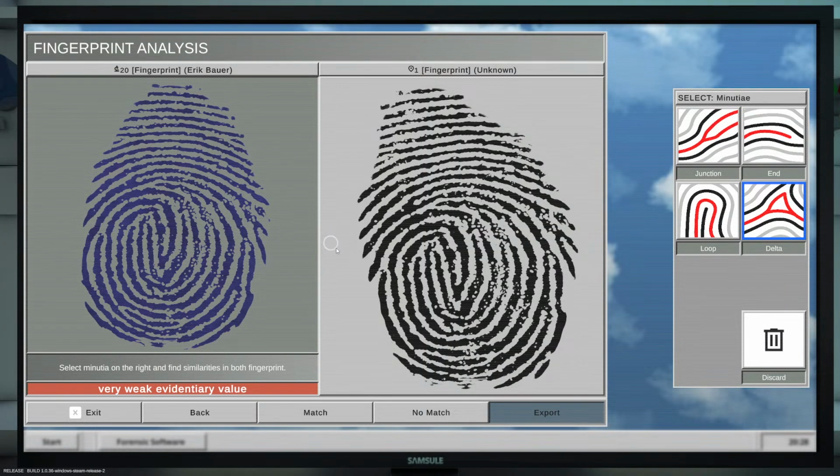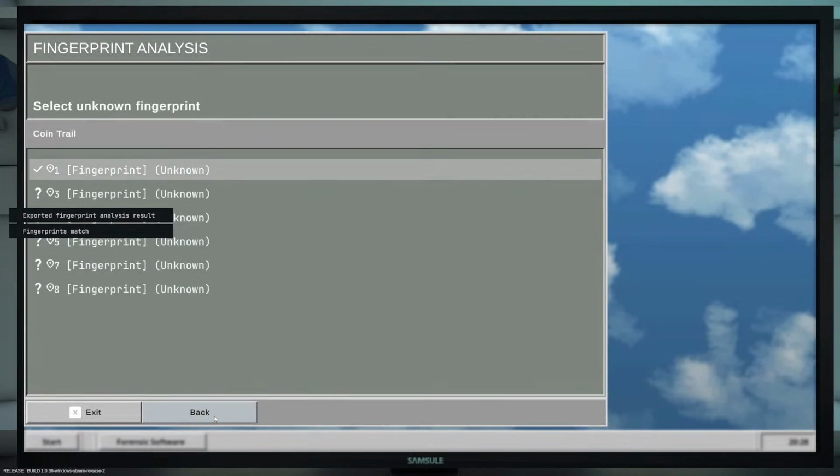Okay, good. Now we can go match his fingerprints and see if they are... oh yeah, that's definitely a match. I can already tell. We'll match a bunch of these junctions up. Looks like this might be an end right here. I'm not sure. Yeah, that's an end. How about a loop? No, actually, I think that's another end right here. Right here? Is that another end? Yeah, so that's a match. We'll export that.